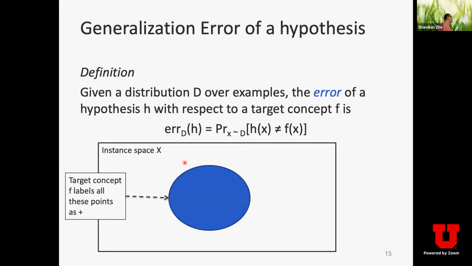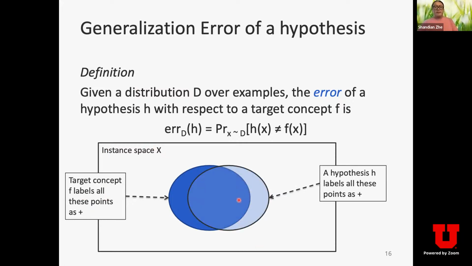Here, these blue ellipses are all the positive examples labeled by my target concept F. Those are the positive examples labeled by F, and the remaining examples are negative examples labeled by F. And suppose you got a hypothesis H, found by your learning algorithm. Your H can label the instances in the instance space as well. Here, the second ellipses are the positive examples labeled by your hypothesis. You can see that they're not totally matching, there is some overlapping.